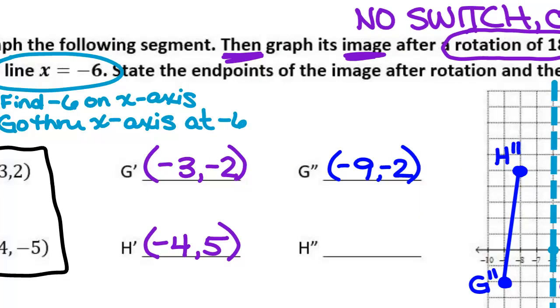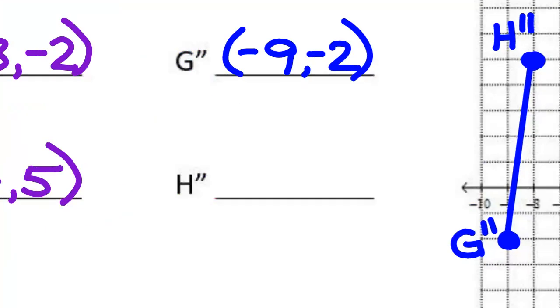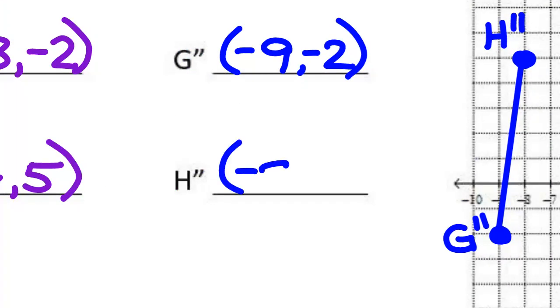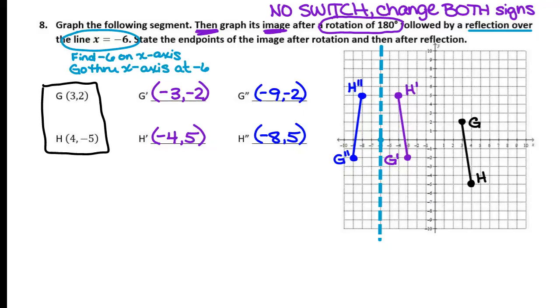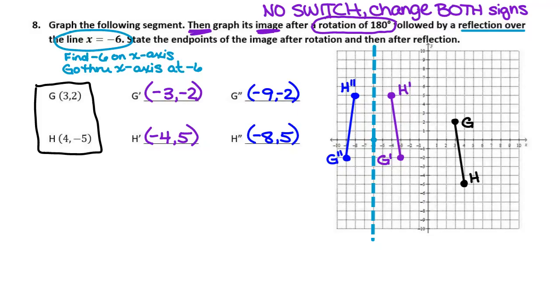And then H double prime is up here. Where is that point at? -8, 5. Yes. -8, 5. Remember, the first number you put down in an ordered pair is always the number that you read off of the x-axis. The second number is what you read off the y-axis.